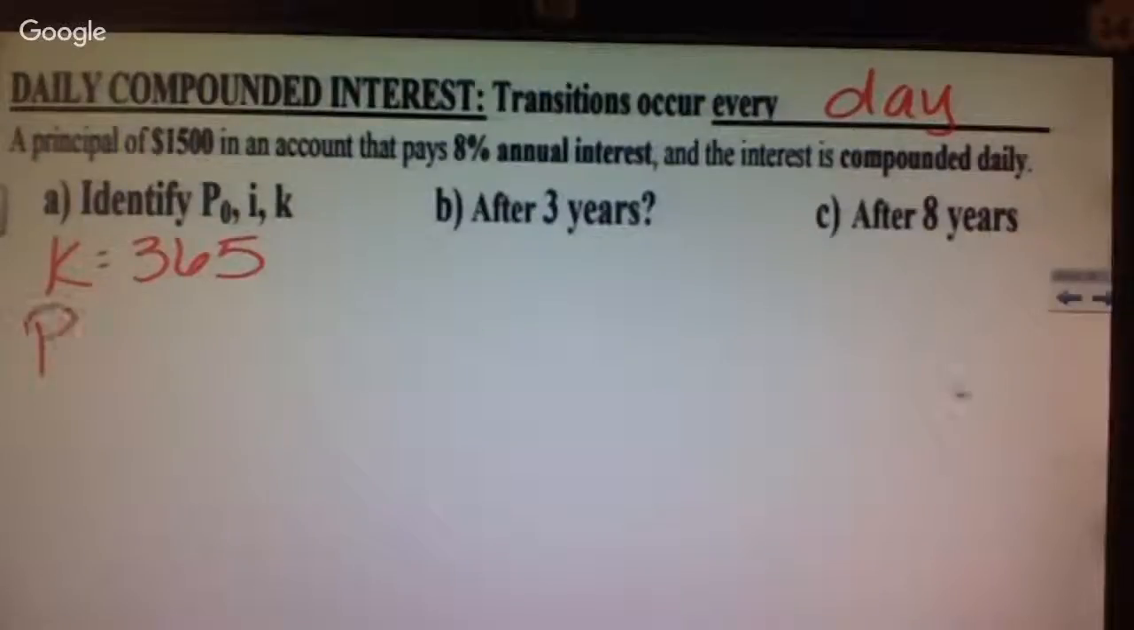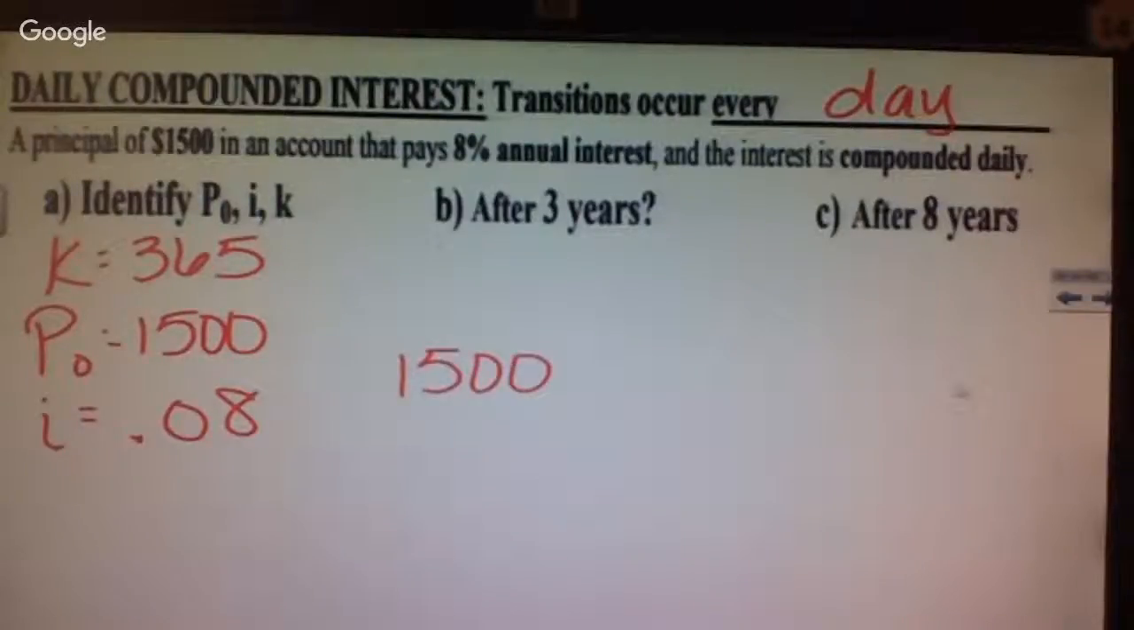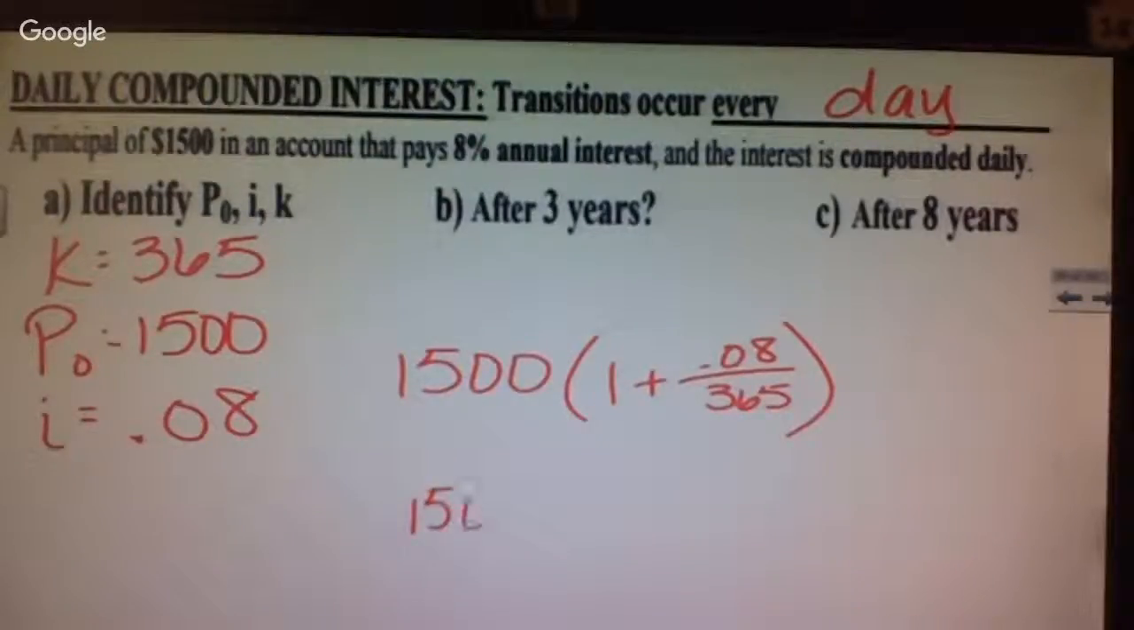My P sub 0 is 1500 and my I is 0.08. Okay, so our problems are going to start off with 1500 times 1 plus 0.08 divided by 365. We need to figure out what am I raising them to this time. The first one I want to raise it to 1095. 3 years.